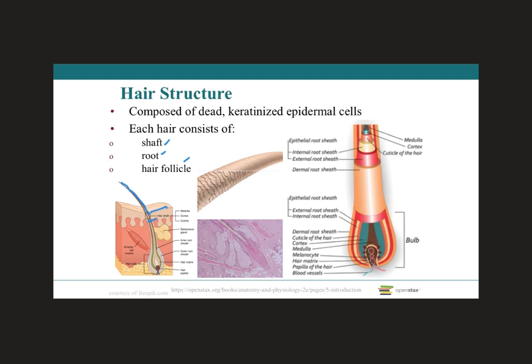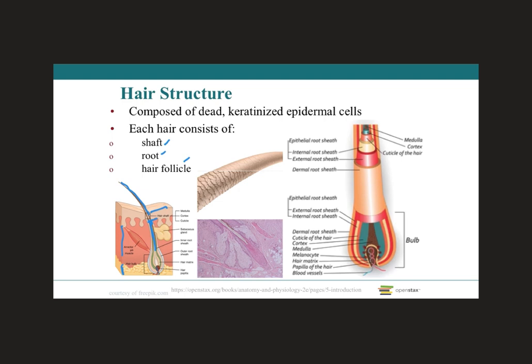The shape of the shaft of the hairs will vary with different ethnic groups. It can go from straight to wavy to curly. Next, we have the hair root, which is the portion of the hair that's deep to the shaft that will penetrate into the dermis and even sometimes into the subcutaneous layer, as you can see here on this image.